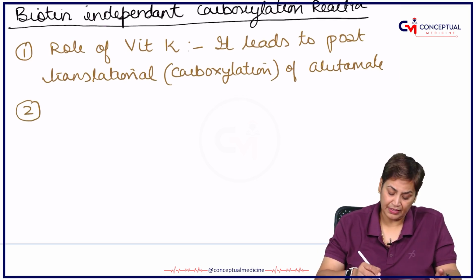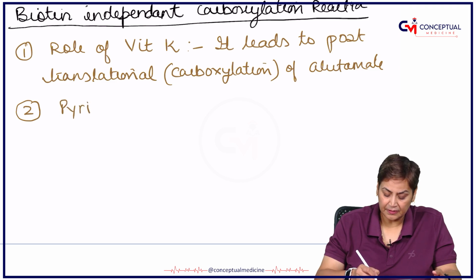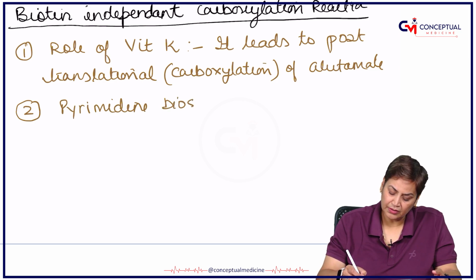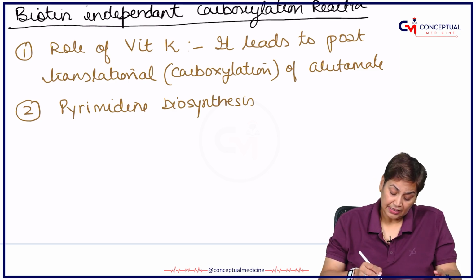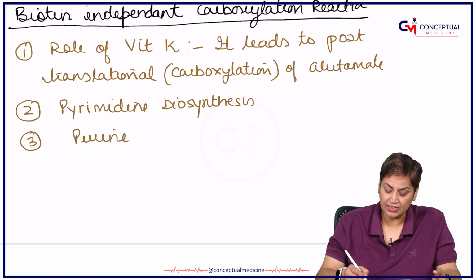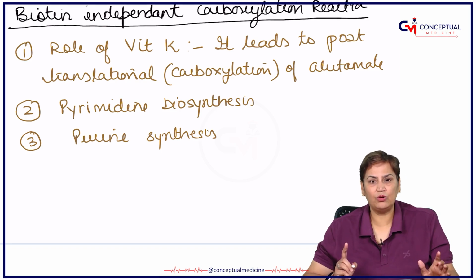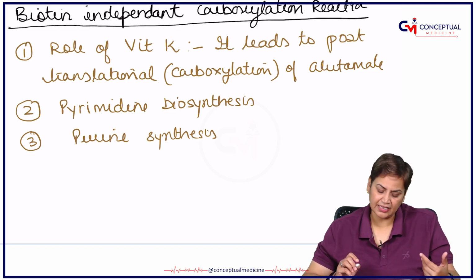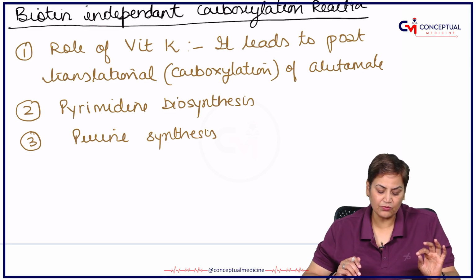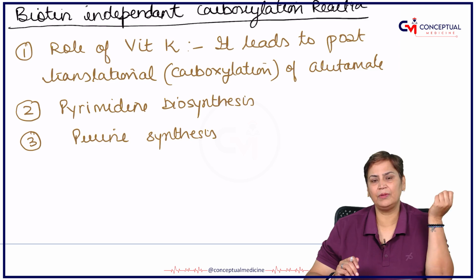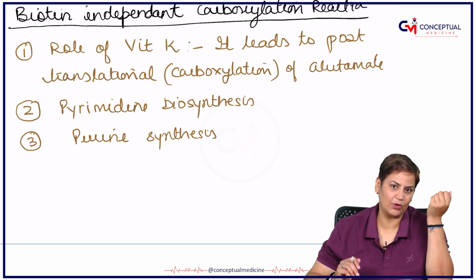Second is pyrimidine biosynthesis. In pyrimidine biosynthesis also, carboxylation is there. Right, similarly if we talk about purines, carboxylation is there. So these are biotin independent carboxylation reactions. There are others also, but we will be just focusing on this because this video is particularly upon the functions of vitamin B7, which is catalyzing the carboxylation.